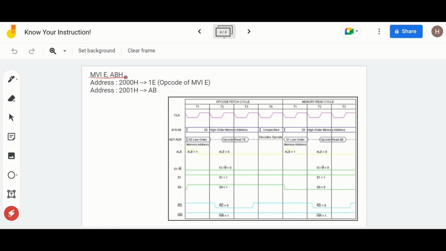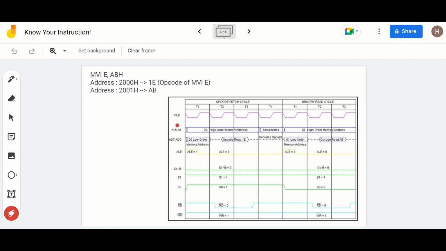Let's draw the timing diagram of one instruction. The instruction is MVI E, ABH, where AB is my data and E is the register. So I want to write AB in register E. First, what is going to happen? The first cycle will be opcode fetch. You can see here we have the opcode fetch machine cycle.